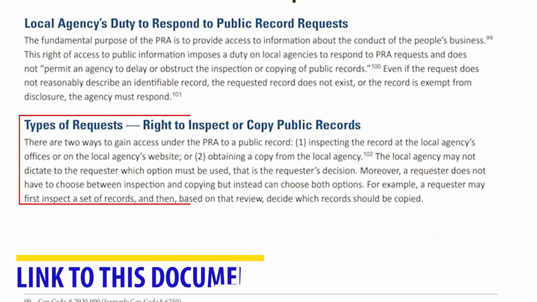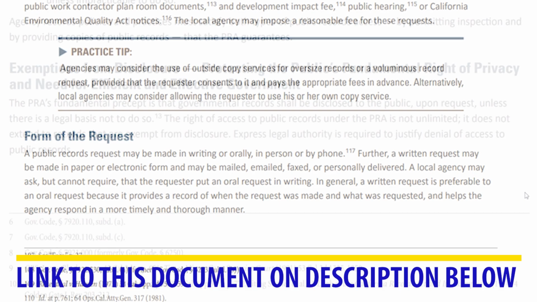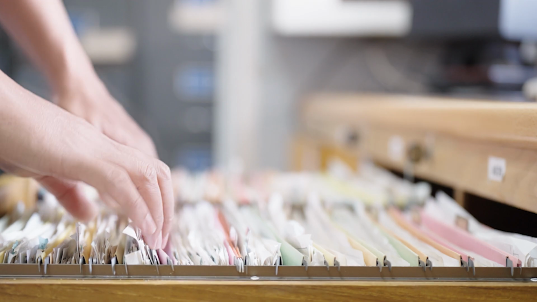However, it is important to follow the correct procedures for requesting and accessing public records, and to respect any limitations or restrictions on the type of information that can be disclosed.